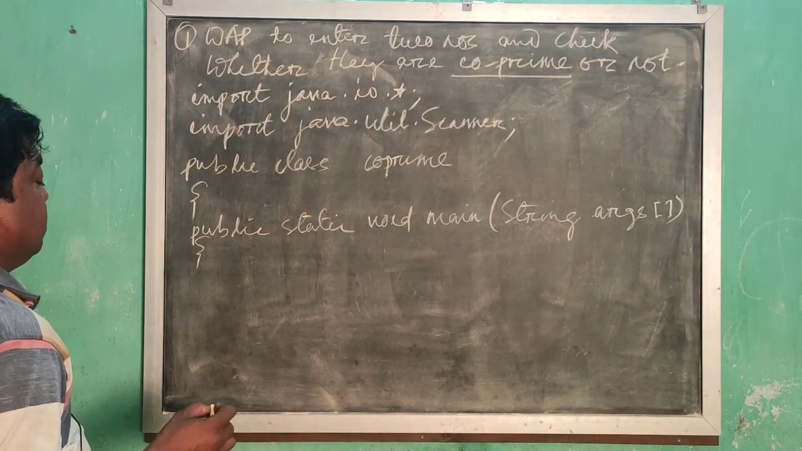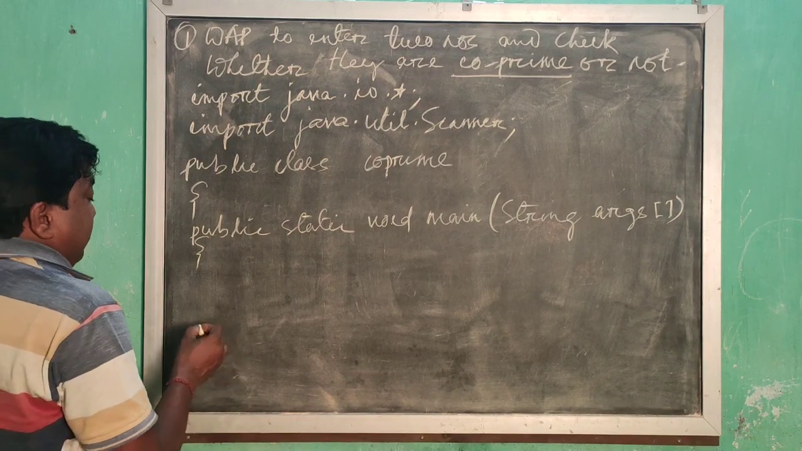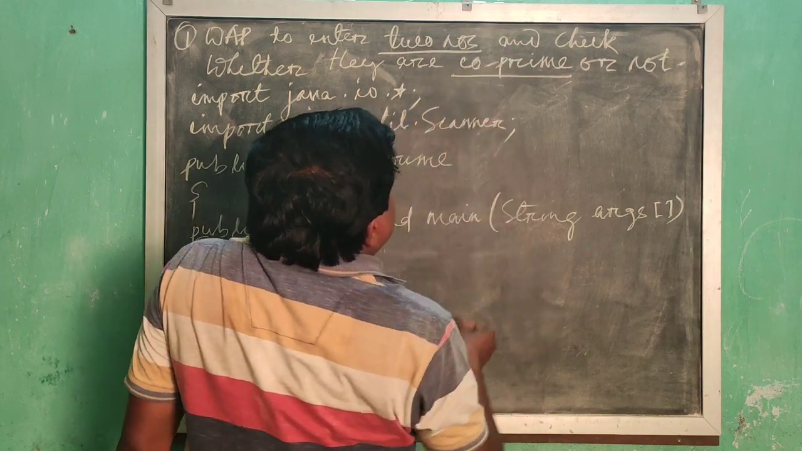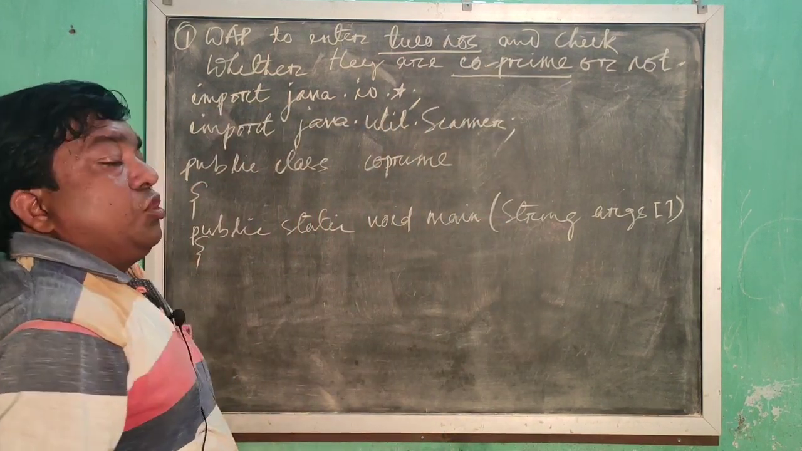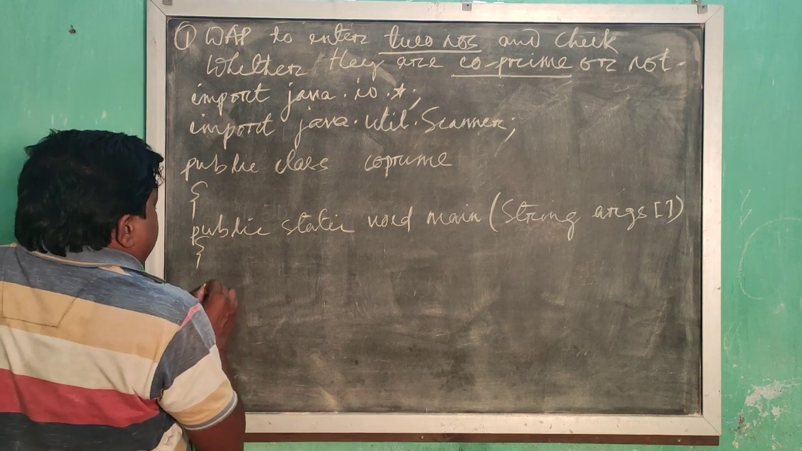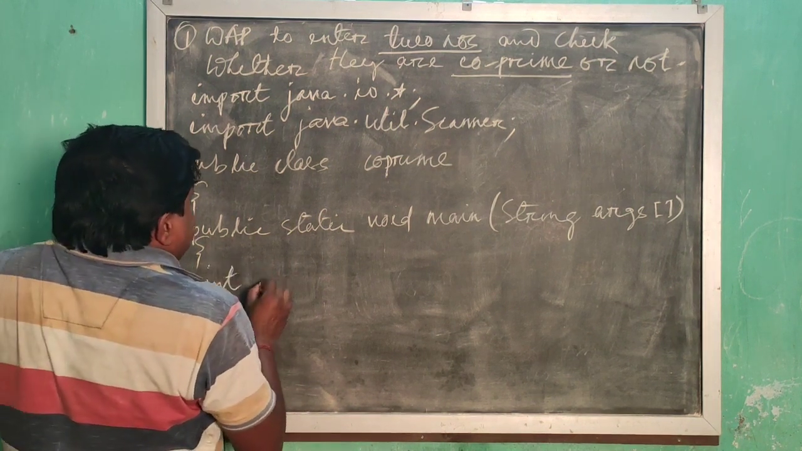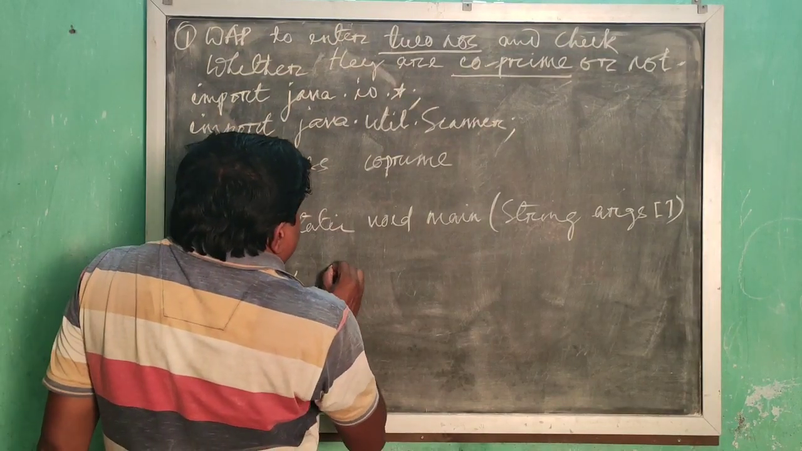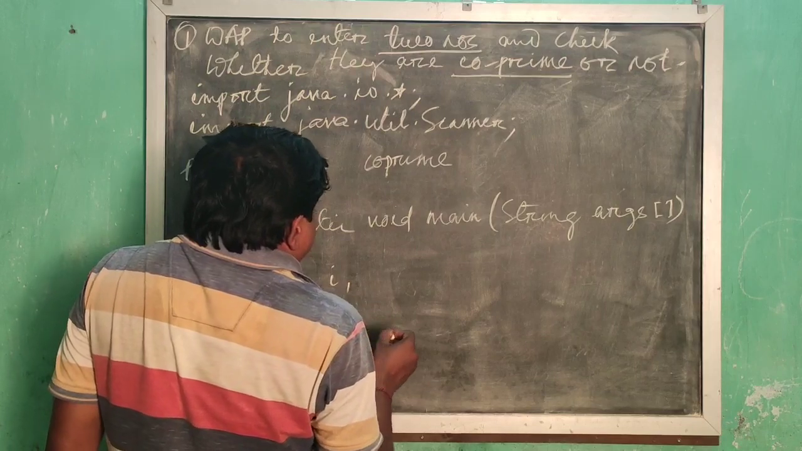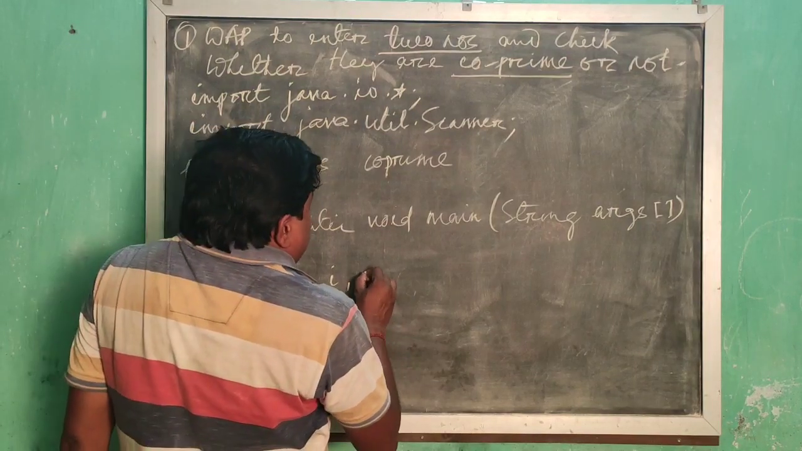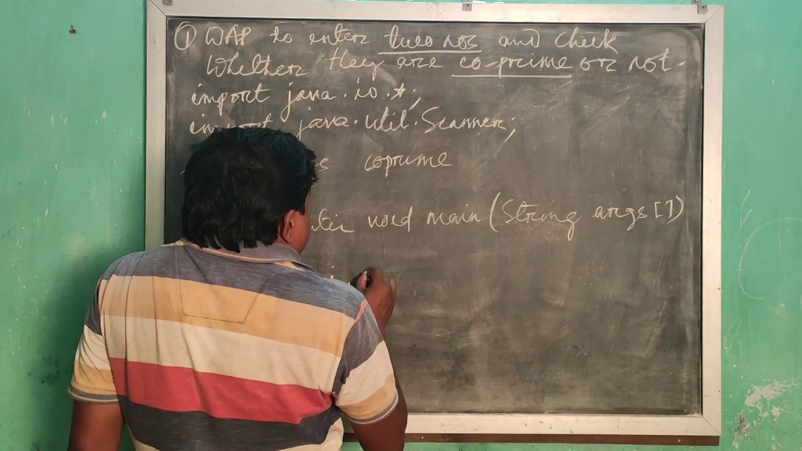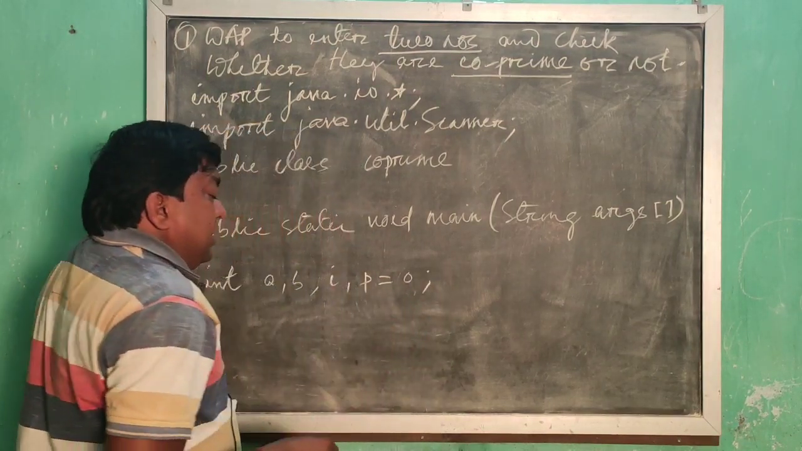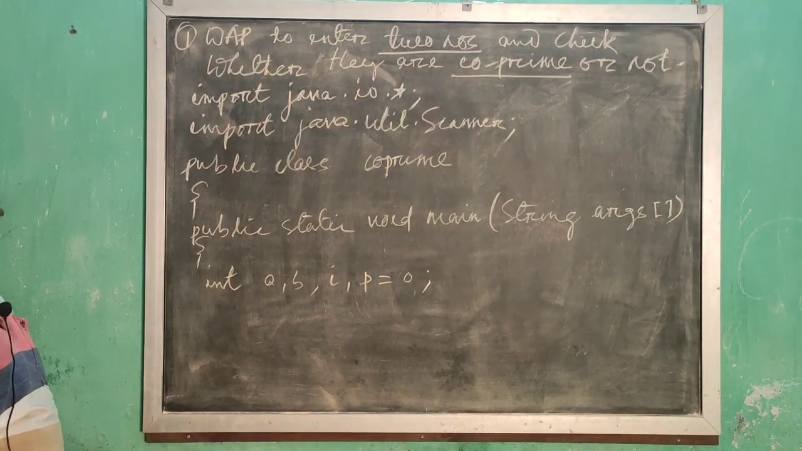After that you write the variables. How will you decide the variables? See, here we need to find whether two numbers are coprime, so we will declare the numbers as int a, b. Another one we need is i for the for loop. Another one you write p, to store the highest common factor.